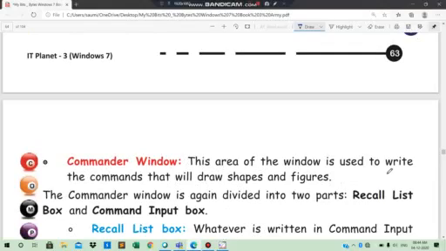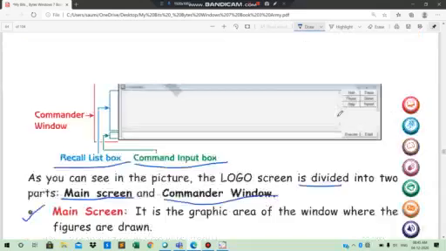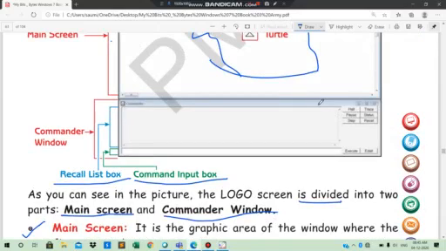This area of the window is used to write the commands that will draw shapes and figures. So the commander window means this area. From the name it is clear that here we give commands. Okay, so this area of the window is used to write the commands that will draw shapes and figures. Again, the commander window is divided into two parts.